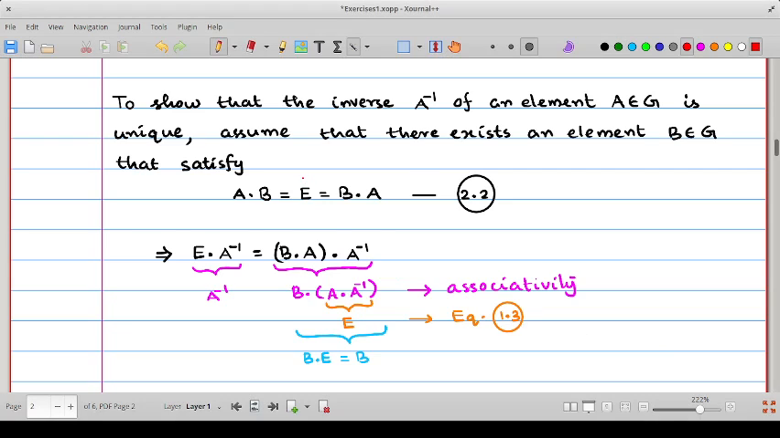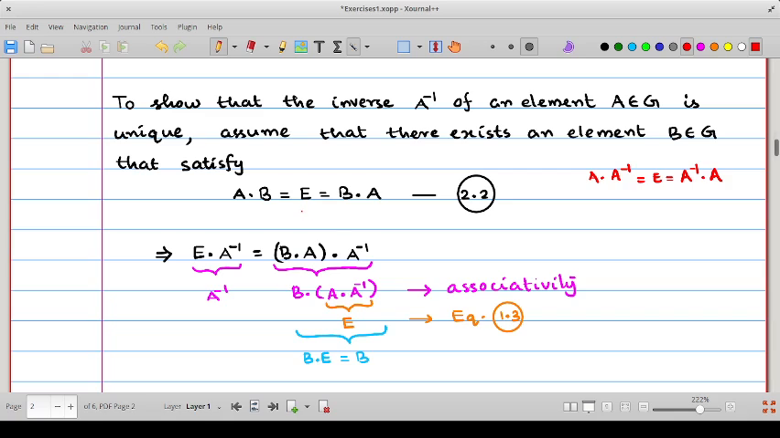We now show that the inverse of an element is also unique. Suppose we have an element A of the group G and it has an inverse A inverse, so that A dot A inverse equal to E equal to A inverse dot A. Now assume that there exists another element B of the group which also satisfies this property, that is A dot B equal to E equal to B dot A. So that means B is also an inverse of A. And our aim is to show that this B should be exactly equal to this A inverse.